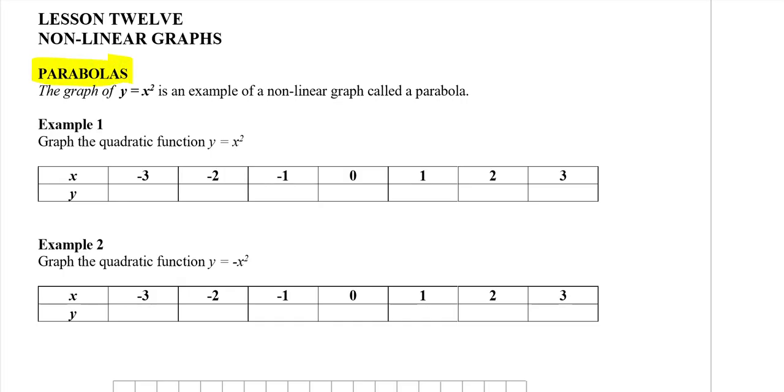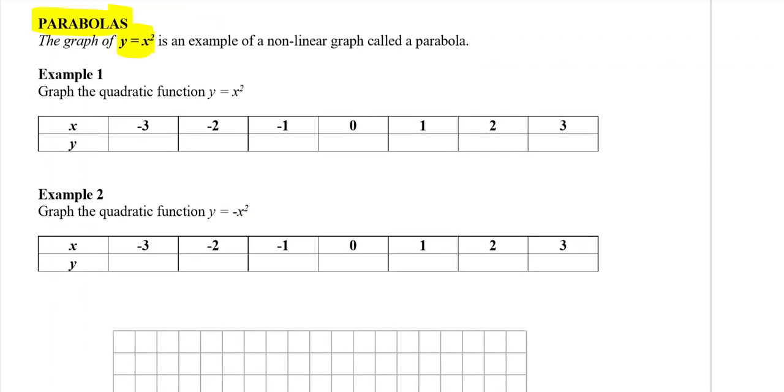So the equation of a parabola will be in the form something like y is equal to x squared. We could put some extra numbers in there or some minus signs, but you will always see that x squared in there somewhere if this is going to be a parabola. And this is a curve or a non-linear graph. So just like we did with the straight lines, to see what this looks like, we're going to start by filling in a table of values.